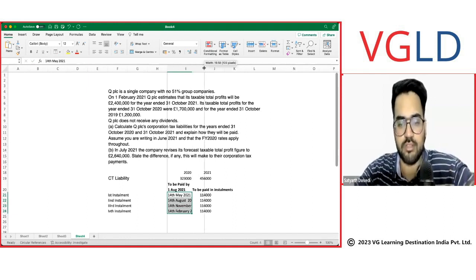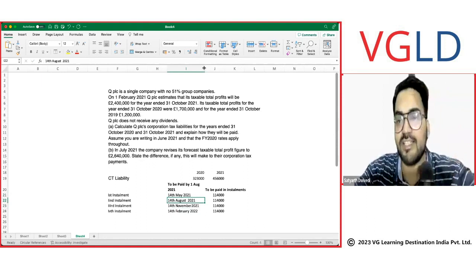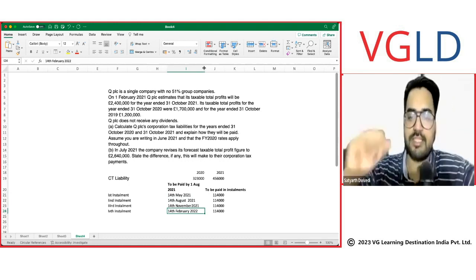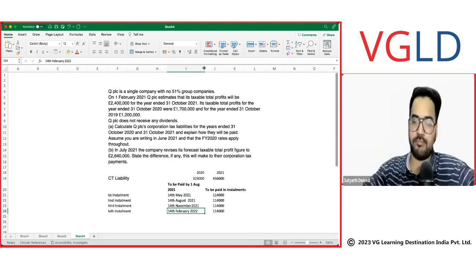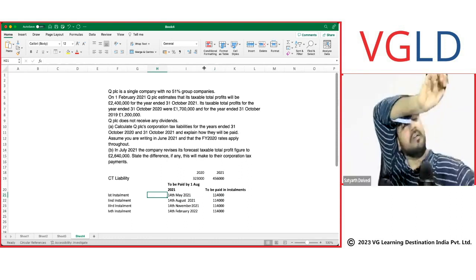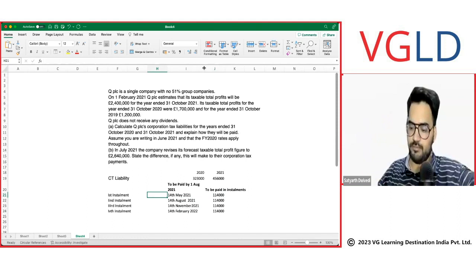All those who have nothing else to do on 14th of February, you can also go and deposit the fourth installment for your company. Right? Is this clear? Is it clear, everyone? CA Surbhi's answer is absolutely right.